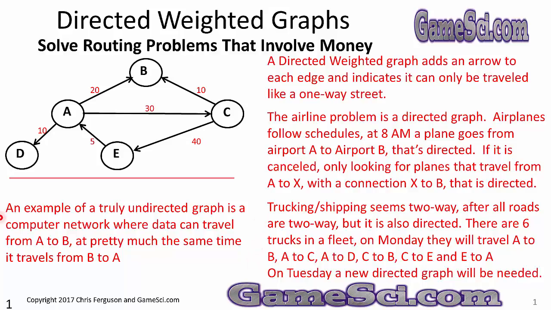An example of a truly undirected graph is a computer network, where data can travel from A to B at pretty much the same time it travels from B to A.